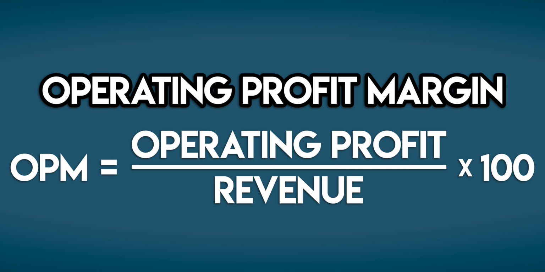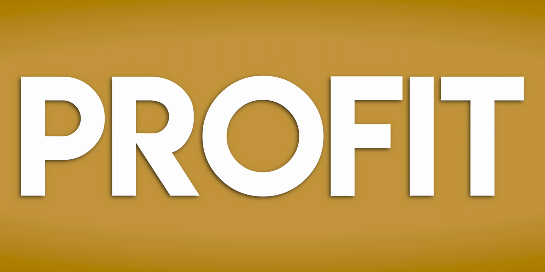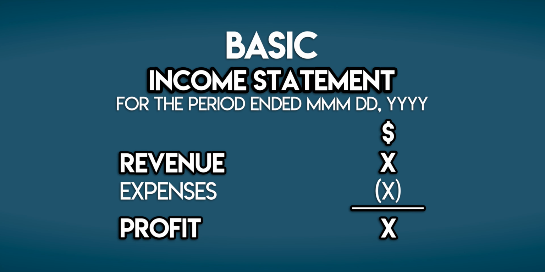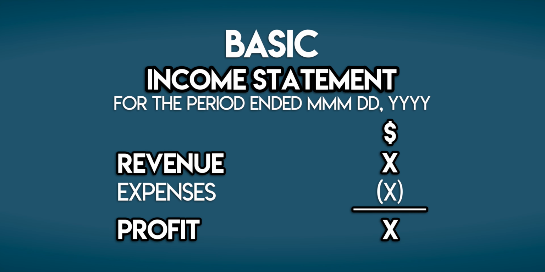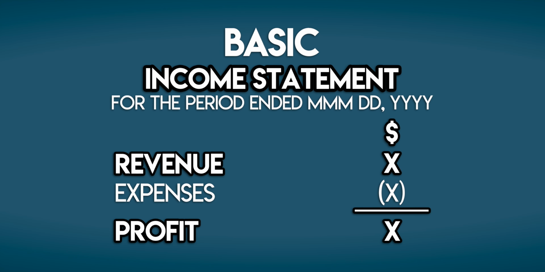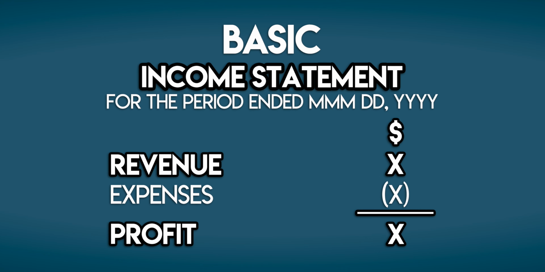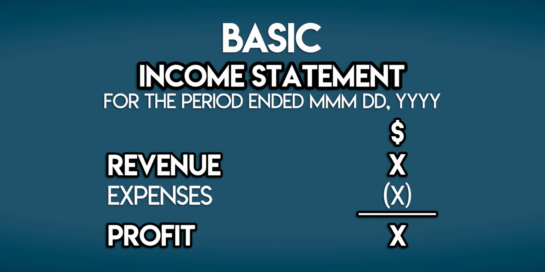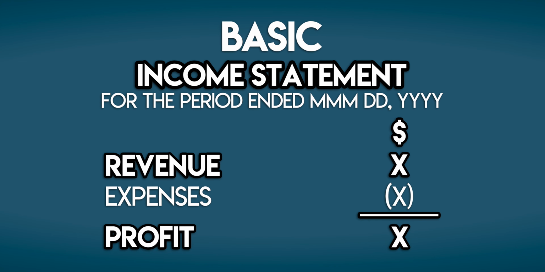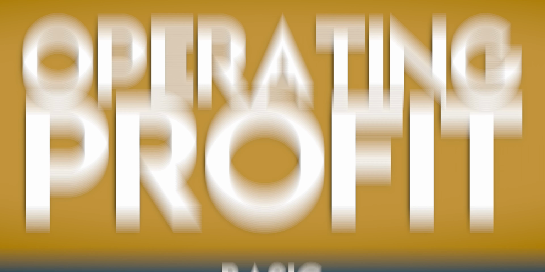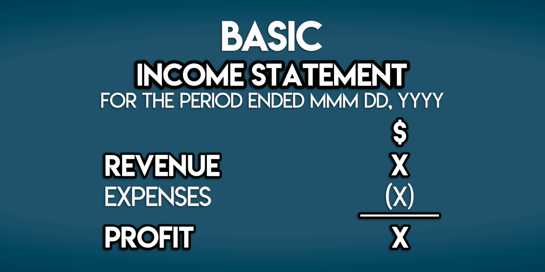So how does operating profit margin work? We'll begin with profit. Profit is the financial gain generated in a business when its revenues are bigger than its expenses. In a basic income statement like this one, we can find it sitting at the bottom. Okay, but what about operating profit? This basic income statement only has one line for expenses.